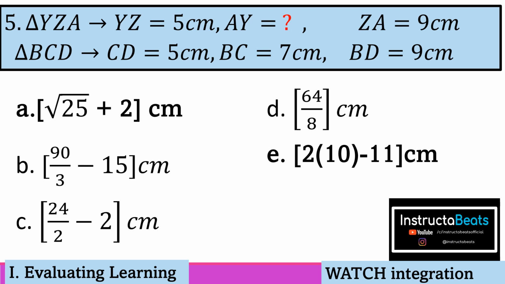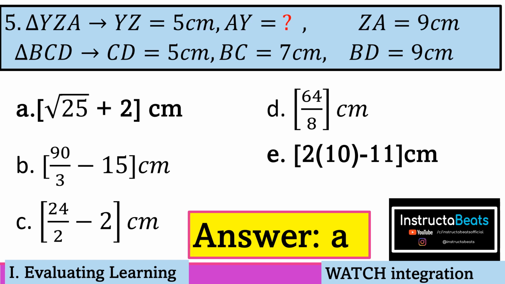Okay, time is up. So, the missing measurement there is for side AY. Since side AY corresponds to side BC having a measure of 7 centimeters, so dapat si side AY ay 7 centimeters din. So, alin ang kanyang sagot? We have letter A. Bakit letter A? The square root of 25 is 5 plus 2 is 7 centimeters.